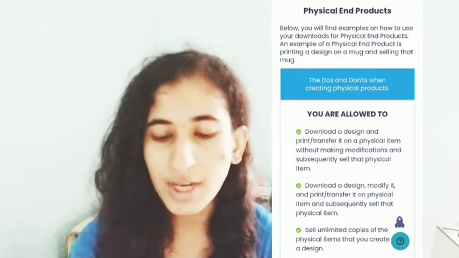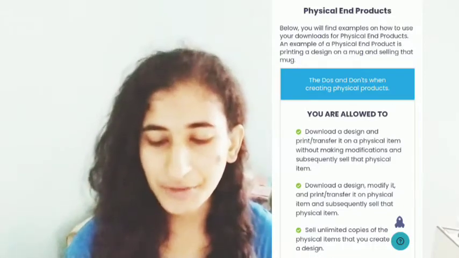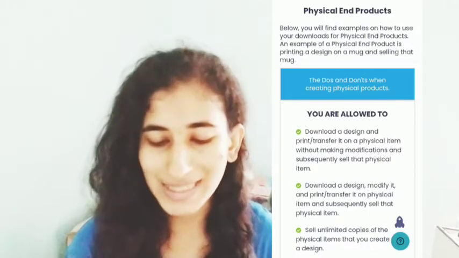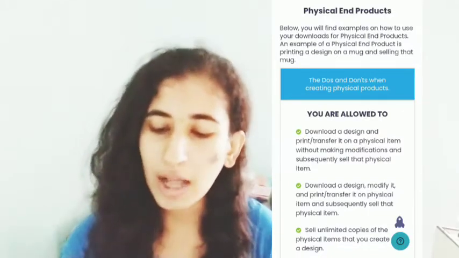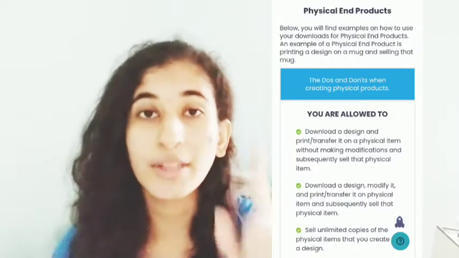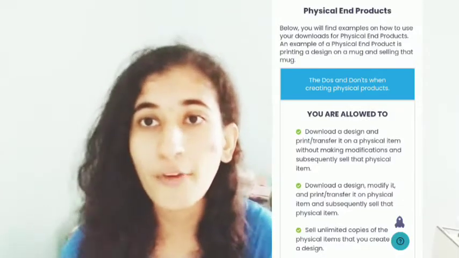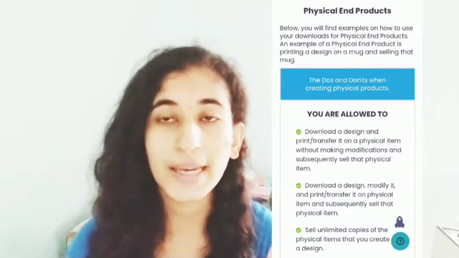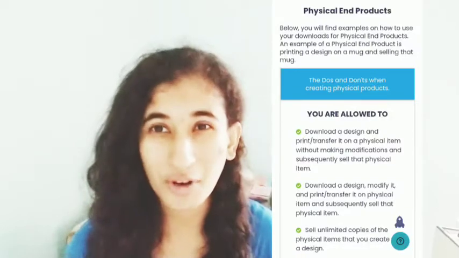So what you're allowed: download a design and print and transfer it onto a physical item without making modification and subsequently sell that physical item. So you can download the design and print and transfer it onto a physical item without making modification. It's only for the physical end product, guys. It's not for the print on demand. Print on demand, there is a separate license. It's only applicable for the physical end products, not for the print on demand.